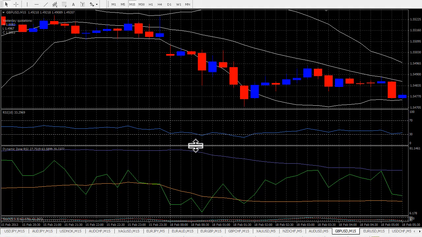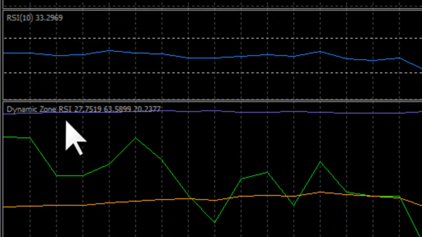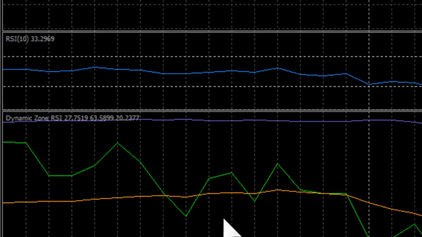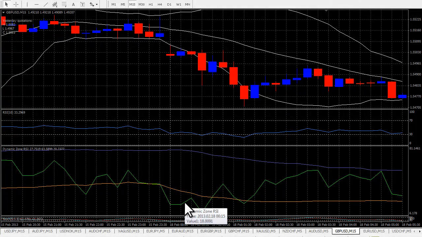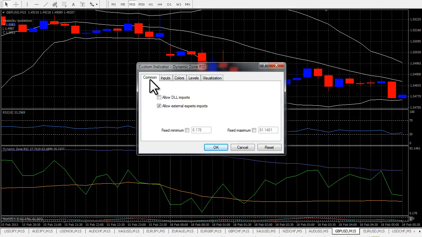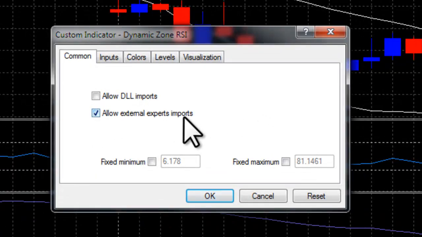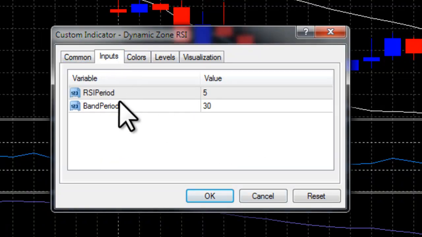Okay, here's an interesting one. This is Dynamic Zone RSI. You can actually download this off the net, or I can provide it for you. Probably best get it off me actually, because they are individually written. This is a custom created one, and if you open it up you can see it allows the external experts imports, and that these values change regularly, the upper and the lower band, which is a definable moving average trigger line. The RSI period is a standard 5 and the band period is 30.